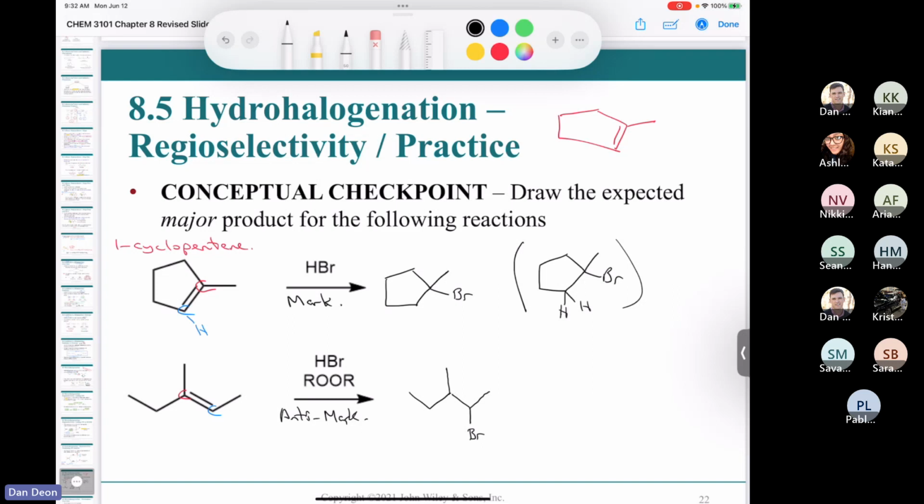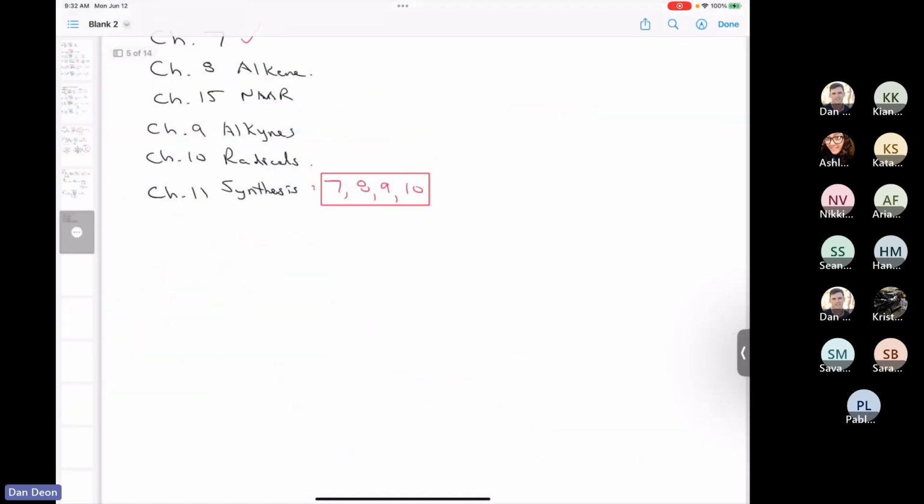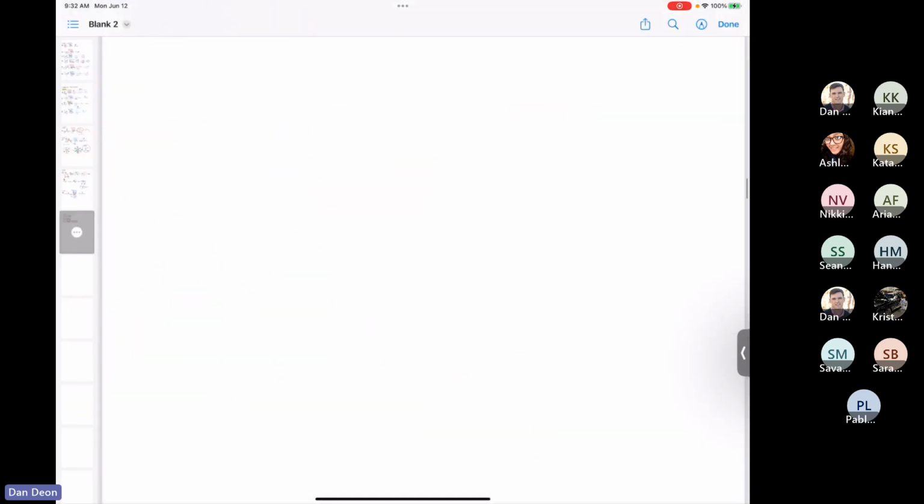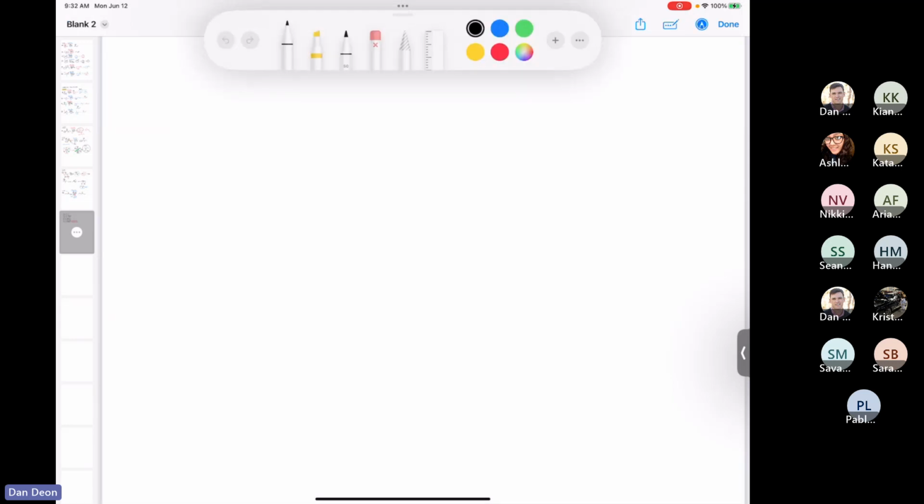Super important term. Now what I want to cover with you is the mechanism and why it is that we end up getting the Markovnikov product and not the anti-Markovnikov product. You know what I'm going to do, though, is I'm just going to switch over to a blank document here and kind of go over it with you, just out of my head. So let's think about if we had an asymmetrical alkene like this, right?